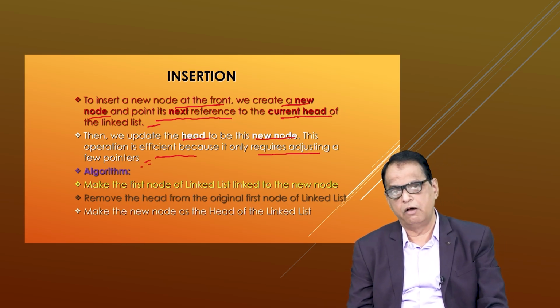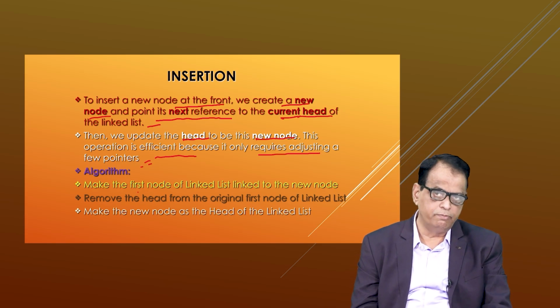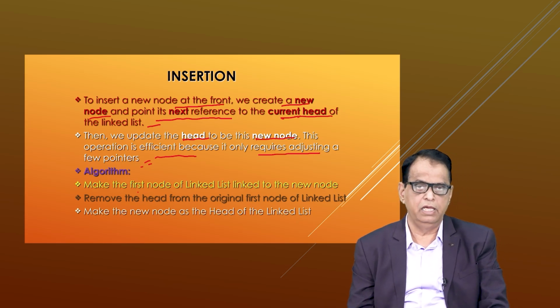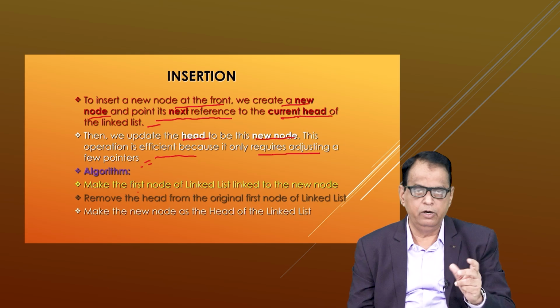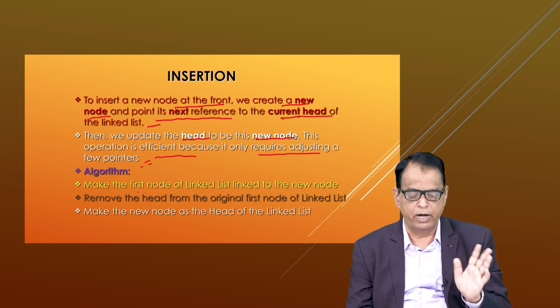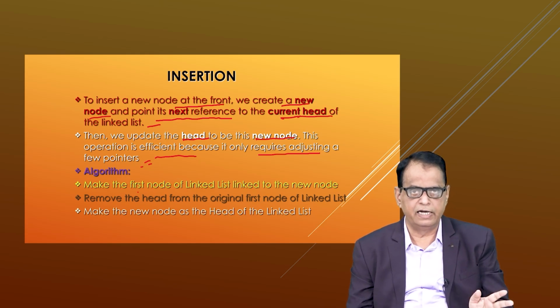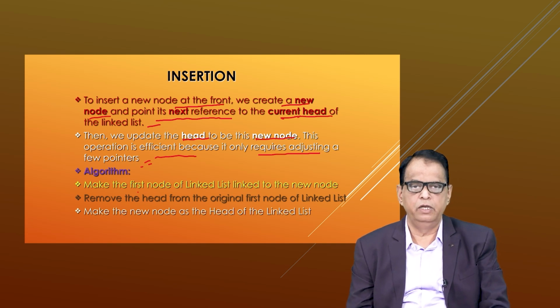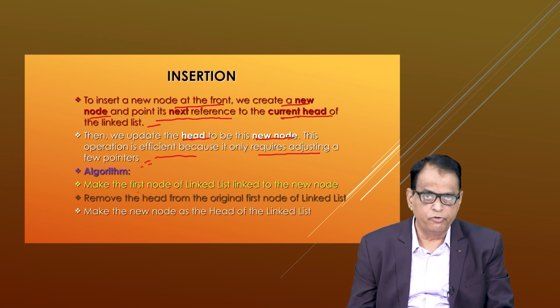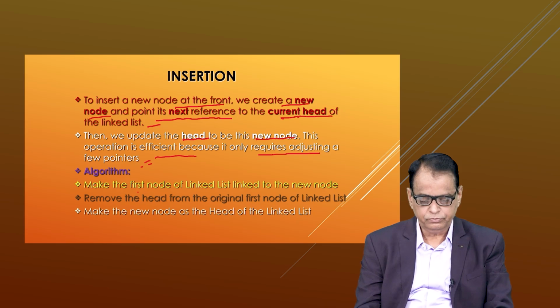So insertion of the element at the beginning of the linked list is comparatively an easy operation, because here what we need to do is make certain adjustments in the pointers only. There are no further adjustments required, and therefore we can say that insertion of the new node at the beginning is the most efficient operation.